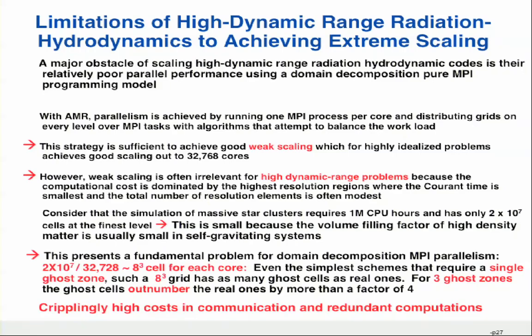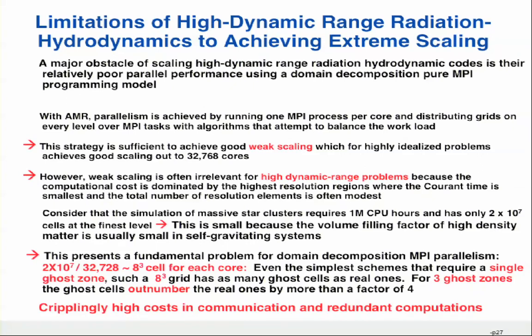Now, there are severe limitations in these types of calculations, and a major obstacle of scaling these high dynamic range radiation hydrodynamic calculations is the relatively poor parallel performance by using the standard model of domain decomposition. And this is especially exacerbated with adaptive mesh refinement. With adaptive mesh refinement, the parallelism is typically achieved by running one MPI process per core, and then we distribute the grids on every level over the MPI tasks and use algorithms that give us a load balancing.